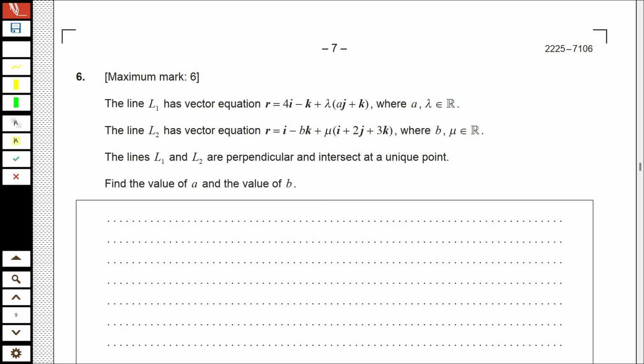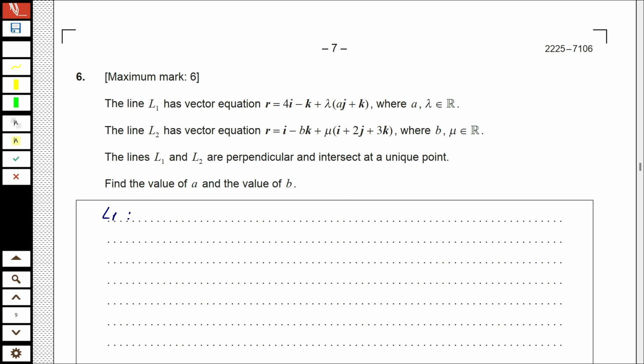Question 6. The line L1 has vector equation r equals 4i minus k plus lambda times (a j plus k), where a and lambda are real numbers, and the line L2 has vector equation like this. The lines L1 and L2 are perpendicular and intersect at a unique point. Find the value of a and the value of b.